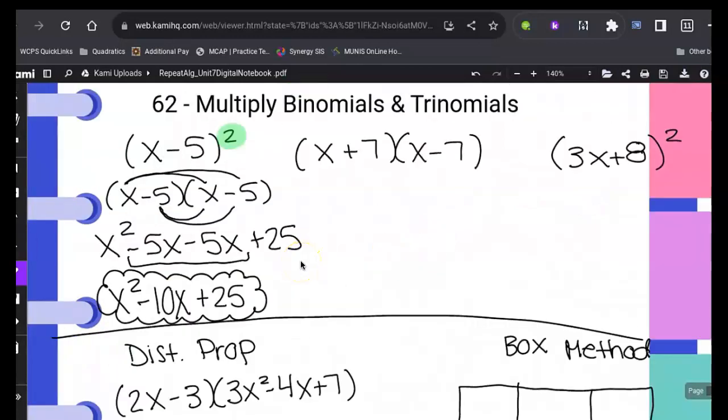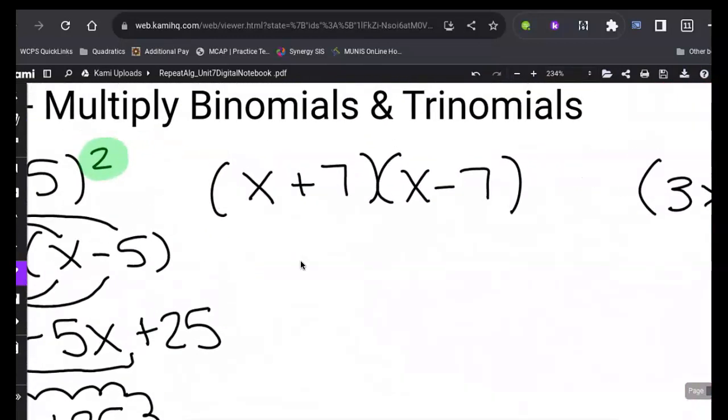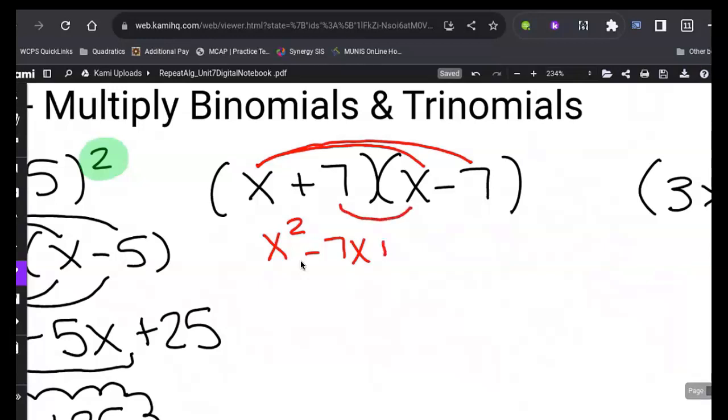Already have our two binomials. So we can go ahead and start using the distributive property. So we're going to do x times x. We always start with the first terms. That gives me x to the second power because I have two of them. Then I do x times the second number. So negative 7 with an x. And then I do the same thing for 7. 7 times x is a positive 7x. 7 times the next term, negative 7, equals negative 49.